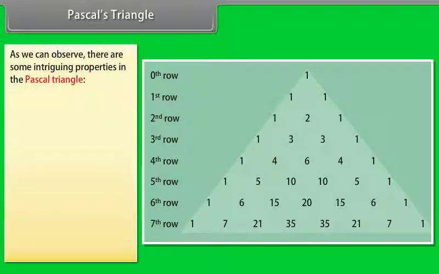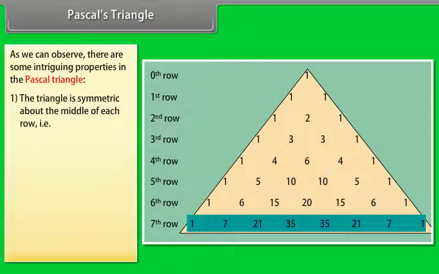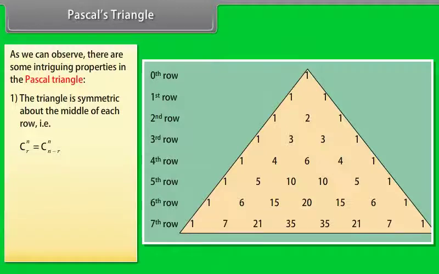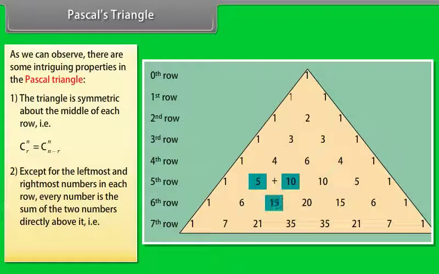As we can observe, there are some intriguing properties in Pascal's triangle. The triangle is symmetric about the middle of each row, that is, nCr is equal to nC(n−r). Except for the leftmost and rightmost numbers in each row, every number is the sum of the two numbers directly above it. That is, nCr is equal to (n−1)C(r−1) + (n−1)Cr.